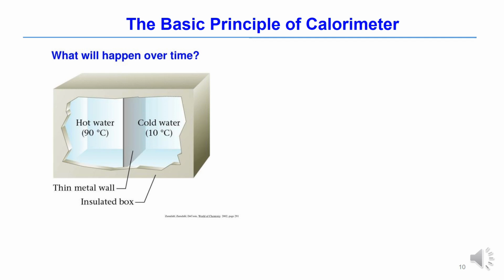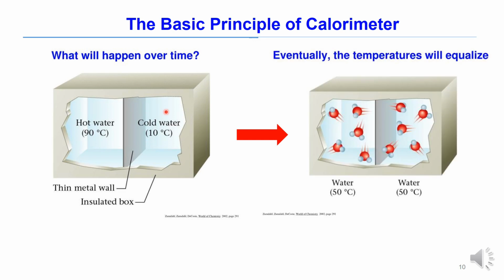Let's look at the basic principle of calorimeter. Here we have hot water at 90 degrees Celsius and cool water at 10 degrees Celsius in a thin metal wall with an insulated box. What will happen over time? Before that, you have to memorize that the hot water or any hot substance will release the heat, and the cool water or any cool substance will absorb the heat.